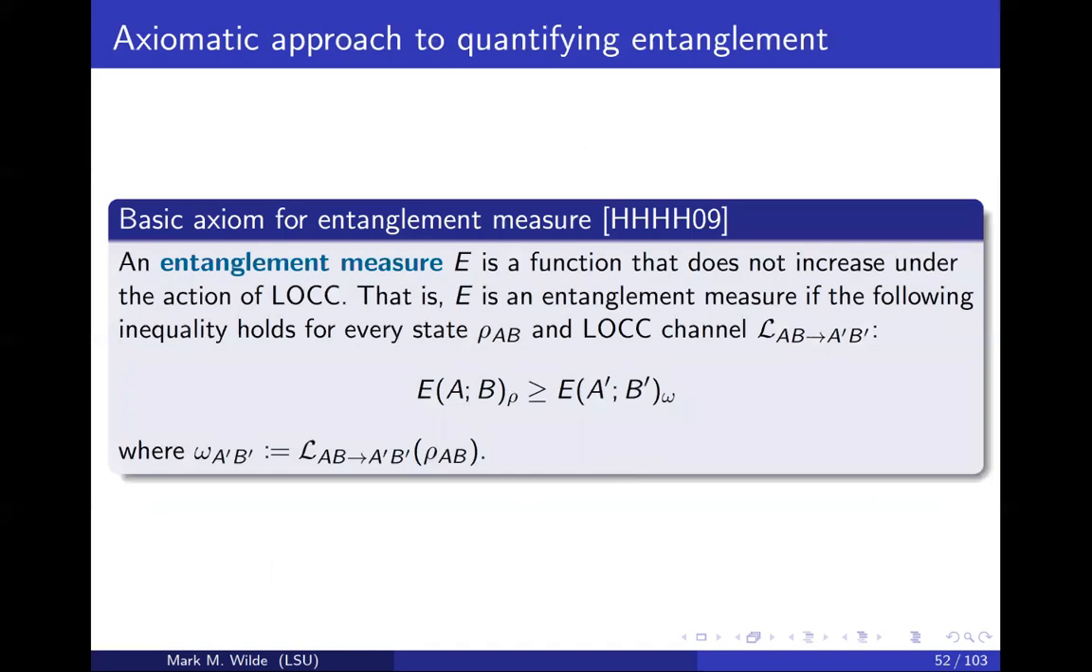Okay, so now we're getting into entanglement theory in a bit more depth. This is what we call the axiomatic approach. And we just say that a function E is an entanglement measure if it does not increase under LOCC, right? So more formally, E is an entanglement measure if this inequality holds for every input state and every LOCC channel that realizes the state omega, right? So all it's saying is that E is an entanglement measure if it does not increase under the action of LOCC, which is the first statement written.